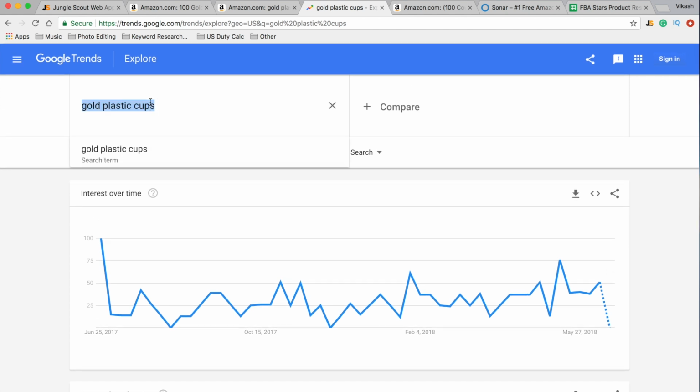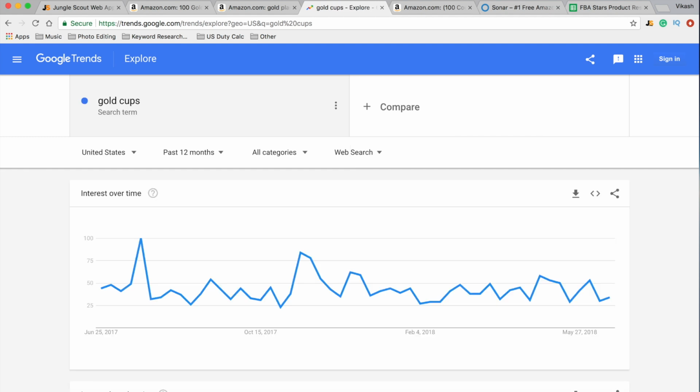Even if we were to type in gold cups, let's see if there's any difference. You can see it's very similar, very steady throughout the year, and this is ideally what you're looking for. If there is a slow upwards curve, that's also very good. It means the demand over time is increasing, but all we're doing is making sure that this number is not hitting the 0 mark over a long period of time.